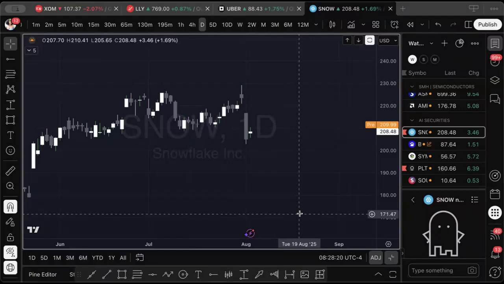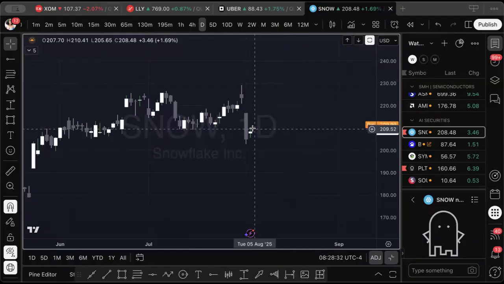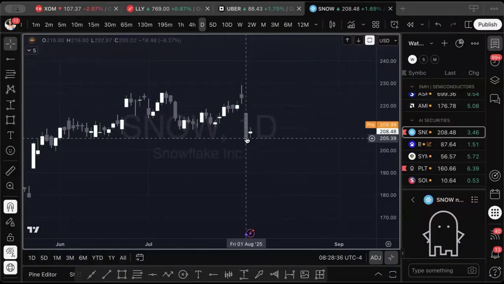It is Tuesday, August 5th, and we are going to get into our free trade idea of the day. So, as I see here on Snow, we have a harami setup. Harami means pregnant in Japanese. It basically means that we have a candle that is forming within the body of the previous candle.